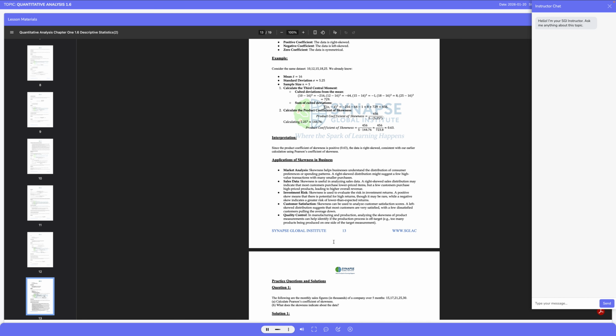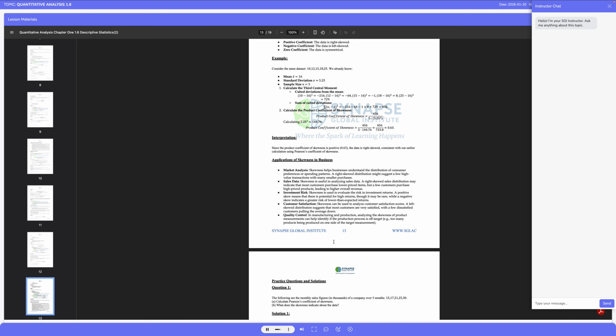In customer satisfaction analysis, skewness can indicate whether most customers are satisfied with a few dissatisfied outliers, or the reverse. In quality control, skewness helps identify whether production outputs are consistently centered or biased toward one side of the target value. We now consider a practice question to consolidate these ideas.